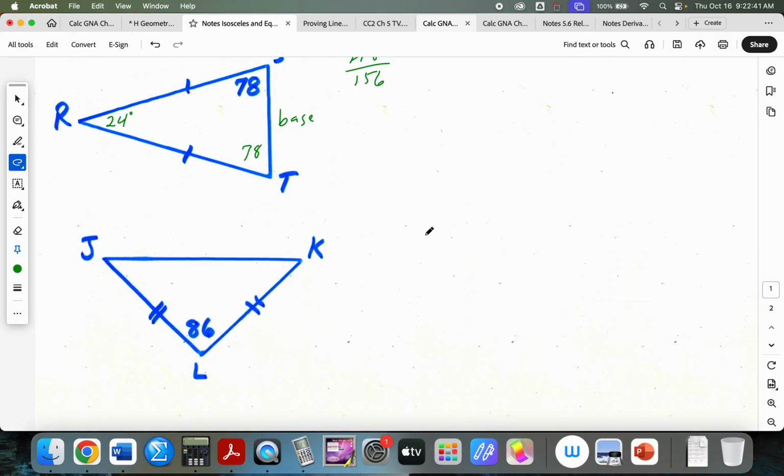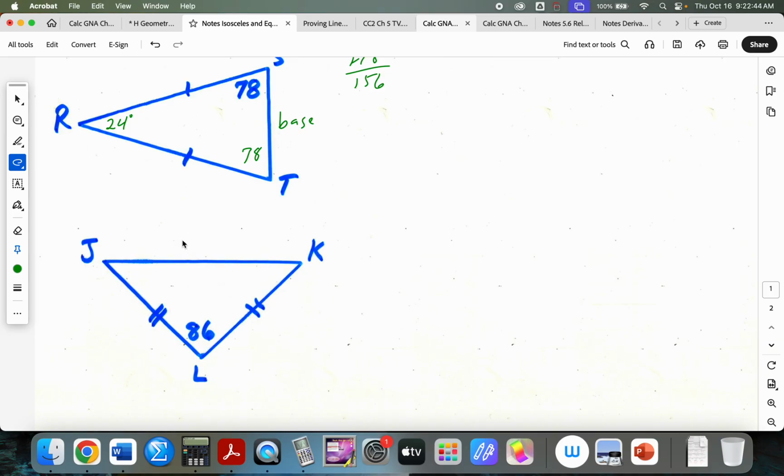Sometimes instead of giving you a base angle, they'll instead give you the other angle, which is called the vertex angle. So which two angles will be the same measure in this one? J and K are going to be the two that are going to be congruent. So I'll subtract 86 from 180, which leaves me with 94. And I'll split that because J and K add up to 94 and they're equal to one another. So I'll split that in half and each of these will be 47.